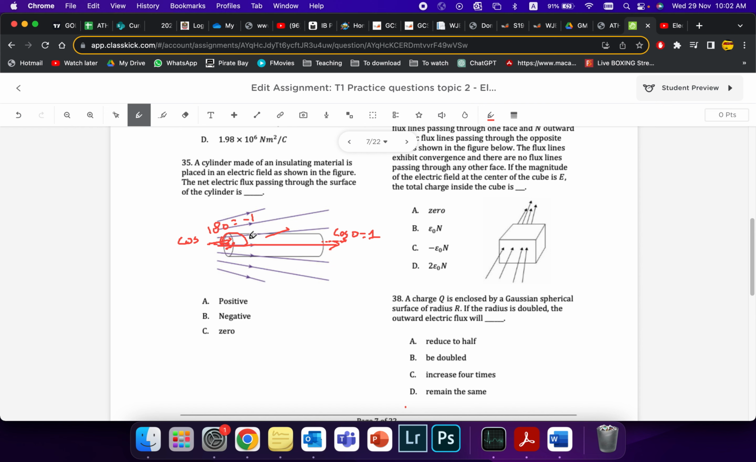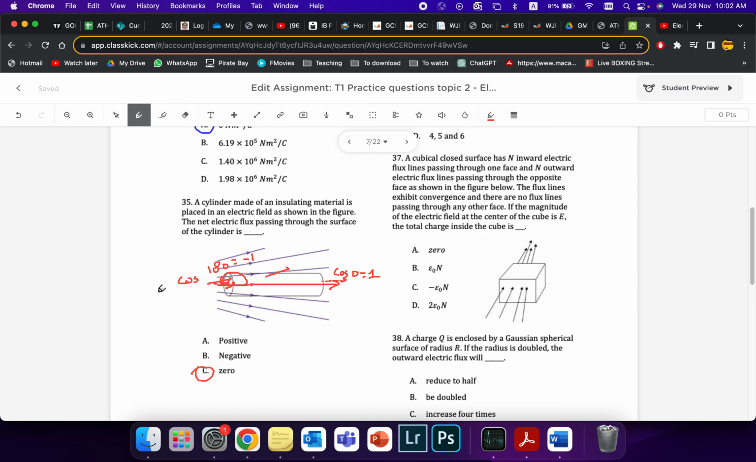Minus 1 plus 1. No matter what the E is, or the A, or the Q, whatever it is, coming in equals coming out, they cancel each other. Plus 1 minus 1, 0. That's all you need to remember. If the charge is outside, the net flux is 0. If the field originates from outside, the net flux is 0. If the field originates from inside, then you do Q over epsilon naught.